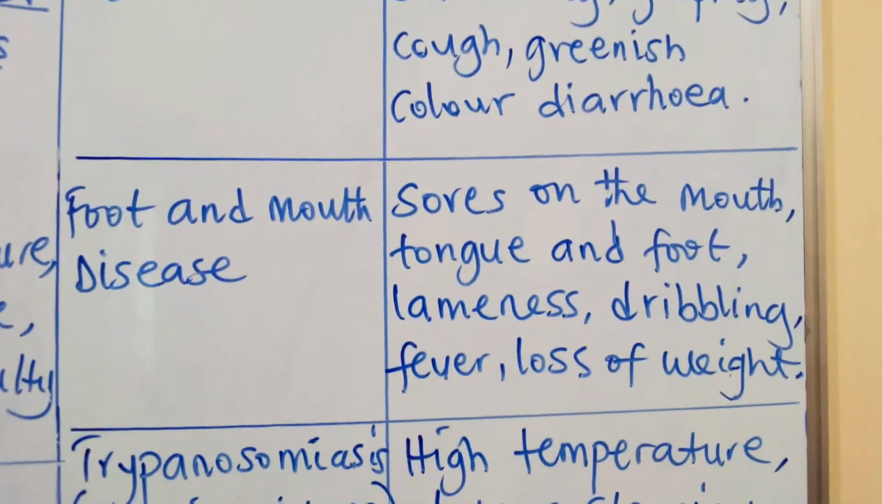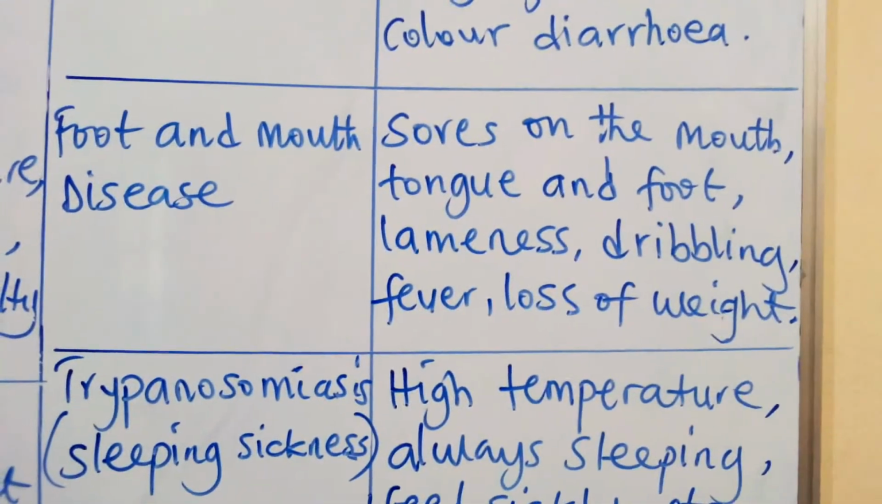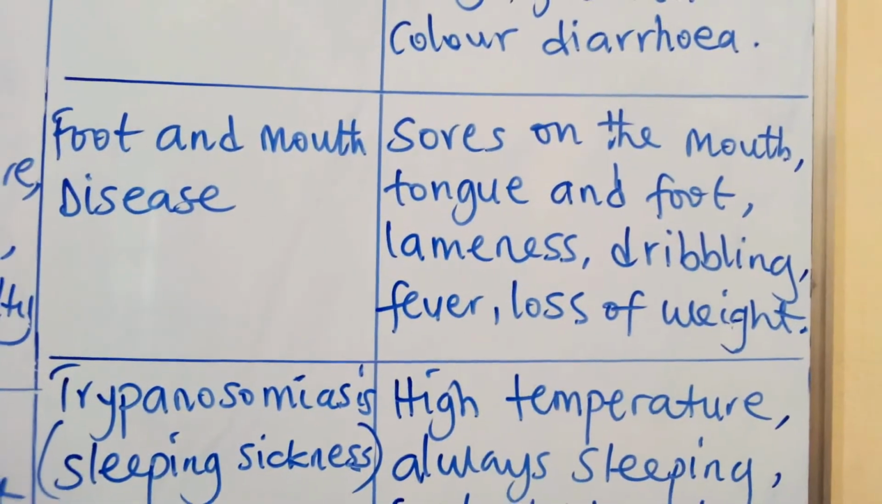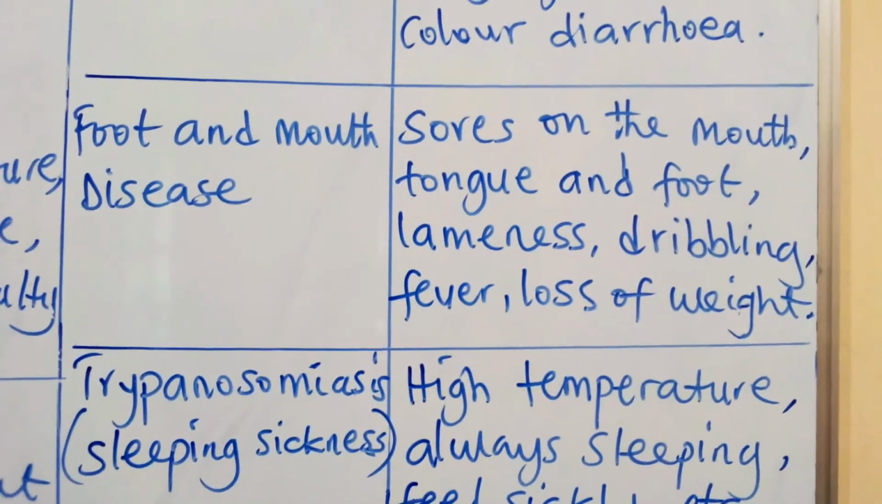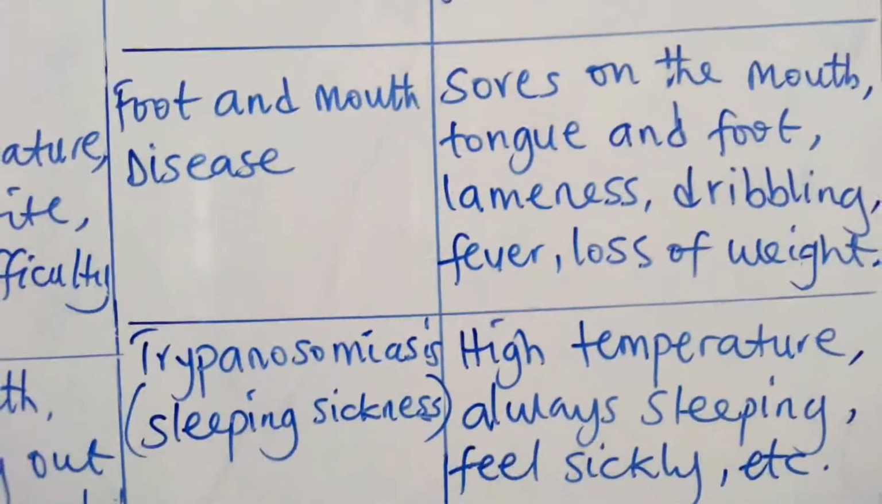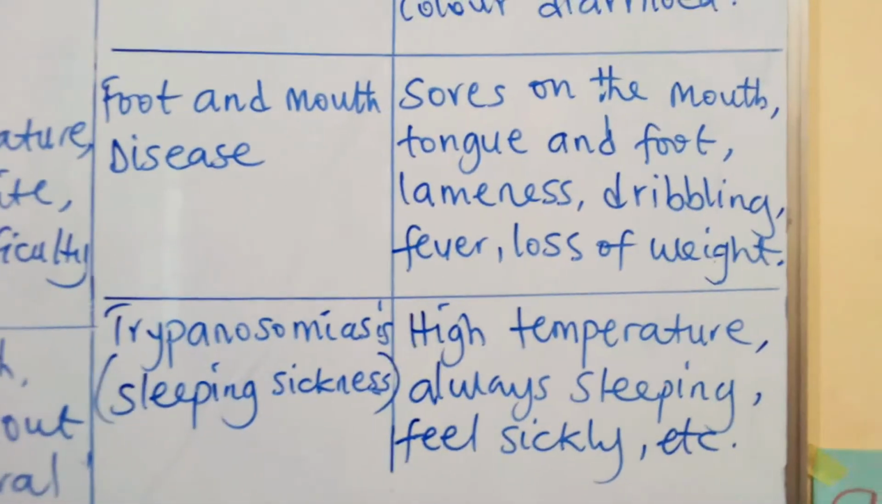Then we have foot and mouth disease: sores on the mouth, tongue, and foot. Lameness, the animal will experience lameness and will not be able to stand. Every time you see the animal wanting to do what? Rest on the floor. Then we have dribbling. Lameness with dribbling.